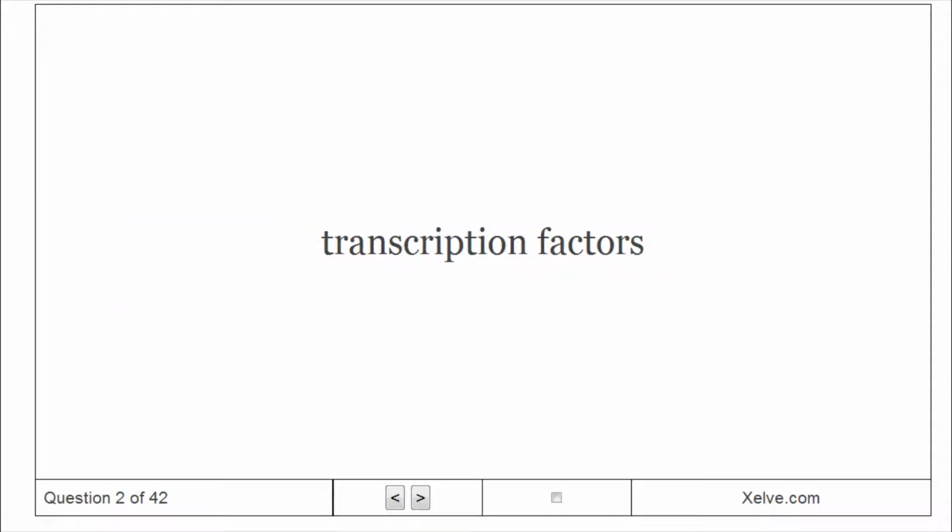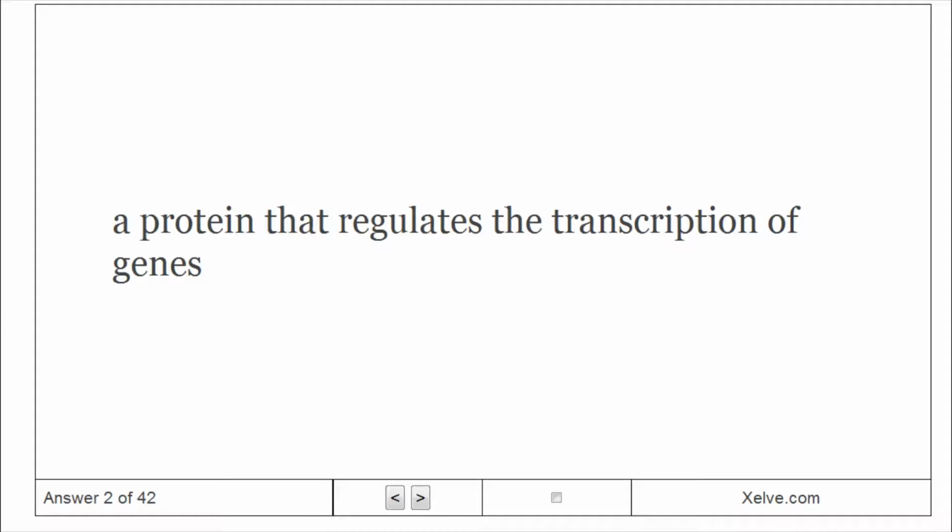Transcription factors. A protein that regulates the transcription of genes.